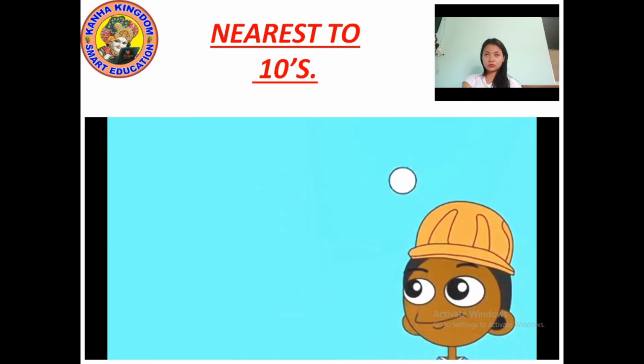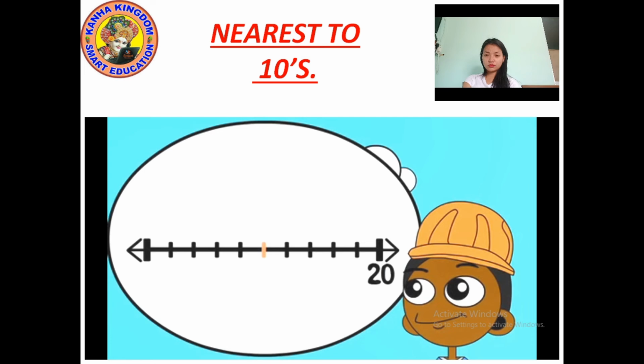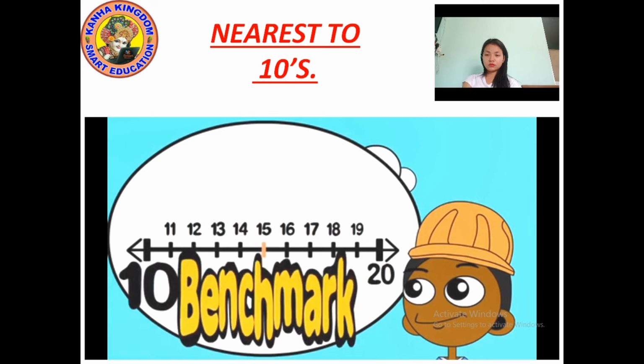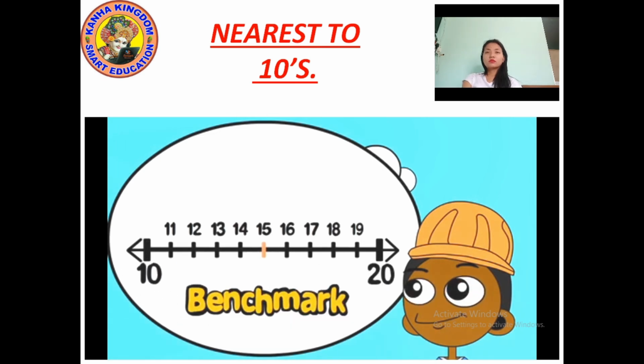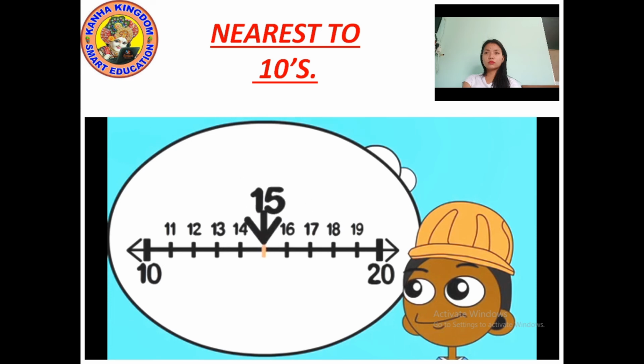Here are some useful things to know. You can show any number on a number line. Numbers to the right have a greater value than numbers to the left. Every number that ends in the digits 1 through 9 sits between two tens. The nearest 10 on either side of your number is a useful benchmark, and the midpoint is the number halfway between the two benchmarks. If the number you want to round is less than the midpoint, round down. If it is at the midpoint or greater, round up.